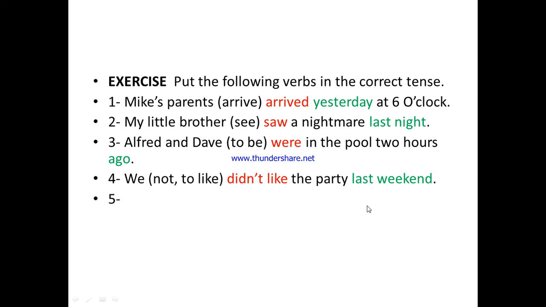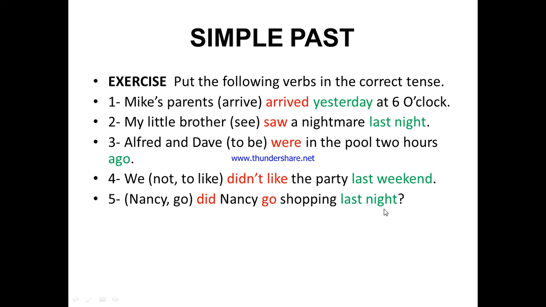Here the expression last. The fifth example: Nancy go shopping last night. We have the expression last night here, so we must use the simple past. For the question, we said we start with did plus the subject plus the verb, we don't conjugate the verb. So did Nancy go shopping last night? This is the simple past.